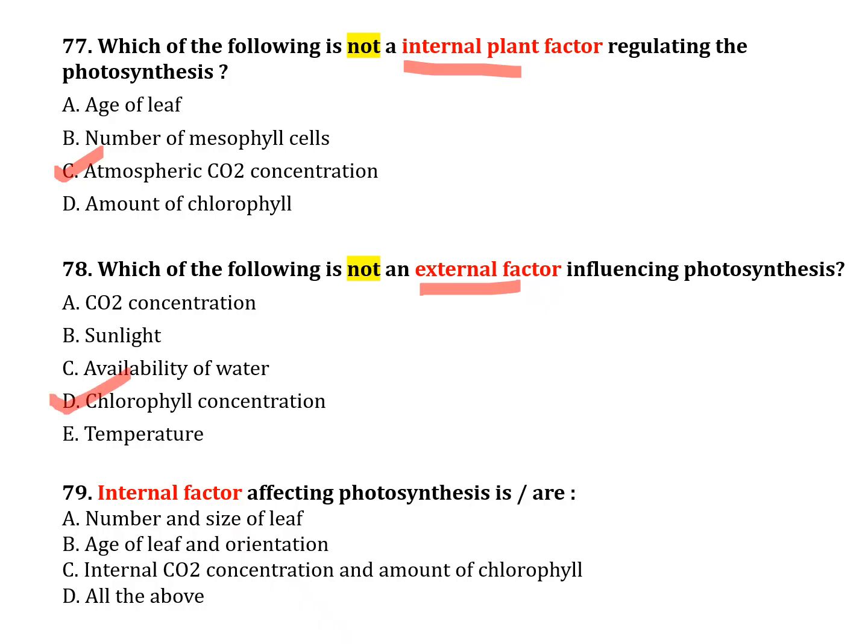The next question, number 79. Internal factor affecting photosynthesis is or are option A, number and size of leaf. Option B, age of leaf and orientation. Option C, internal carbon dioxide concentration and amount of chlorophyll. Option D, all of the above. Correct answer is option D, all of the above.